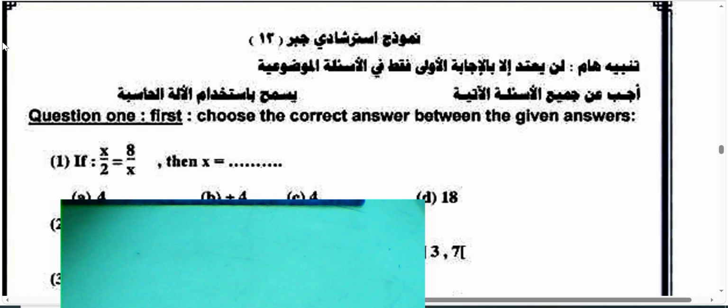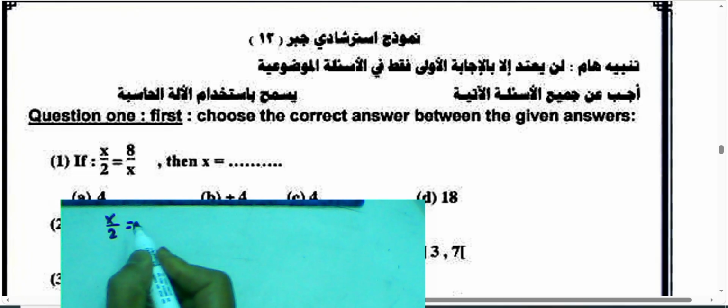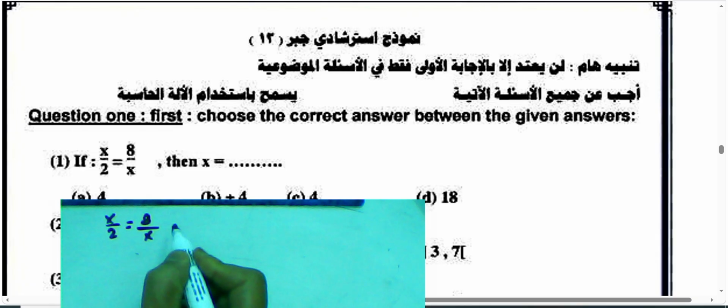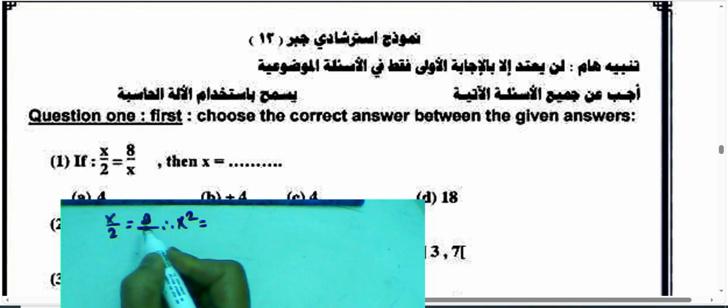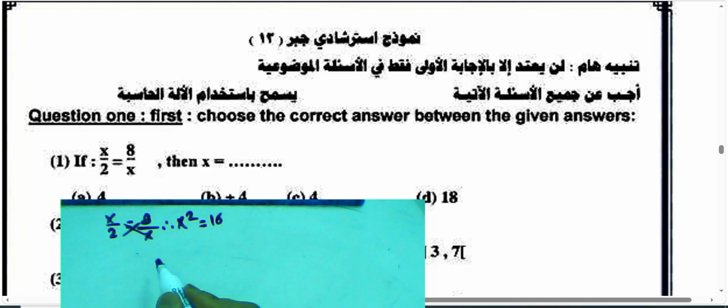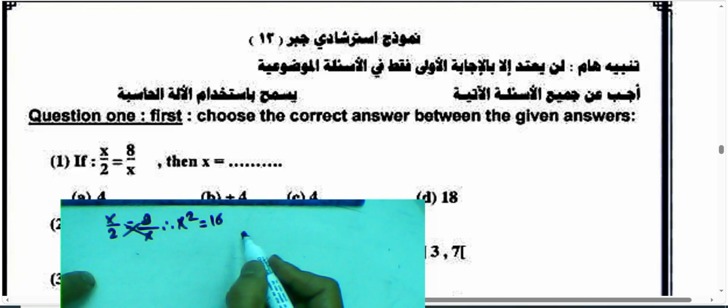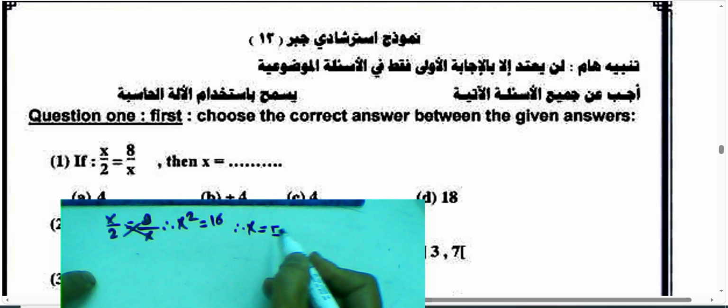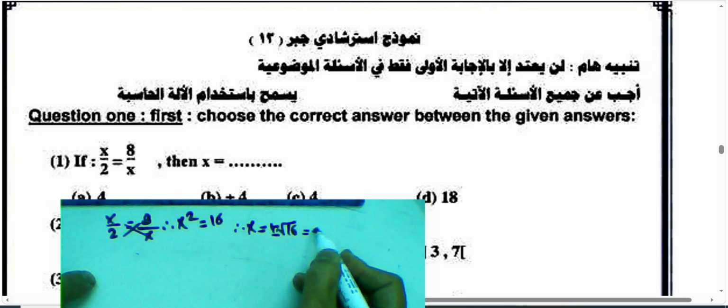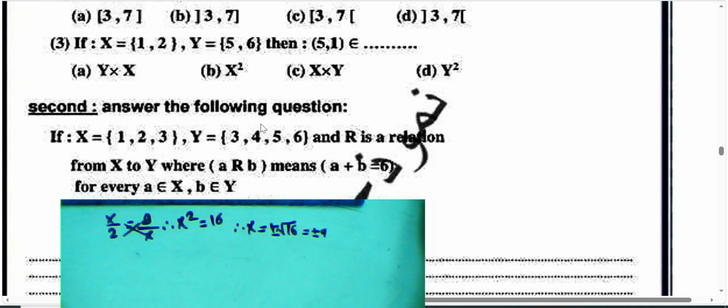First question: if x over 2 is equivalent to 8 over x, then x times x equals 16, because the product of extremes equals the product of means. So the value of x will be positive or negative square root of 16. It will be positive or negative 4. Choose letter B. Next question.